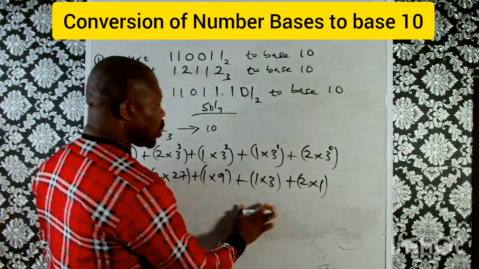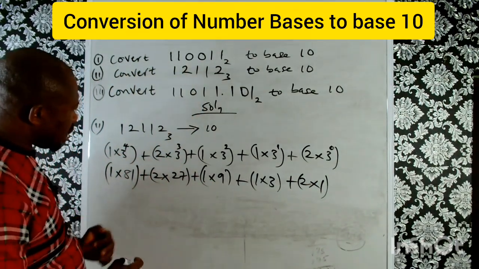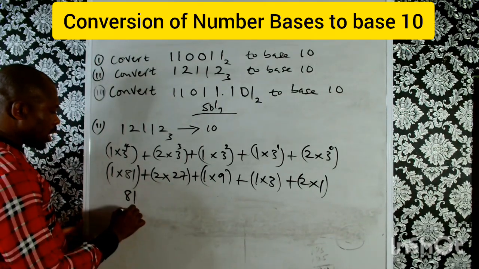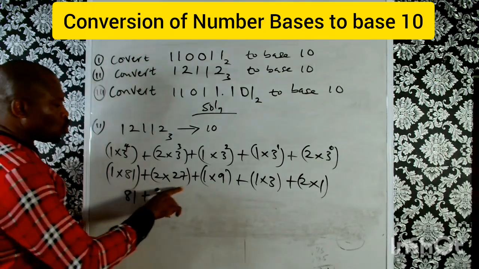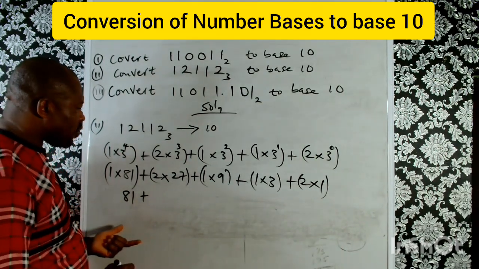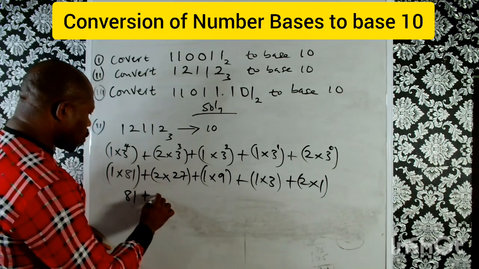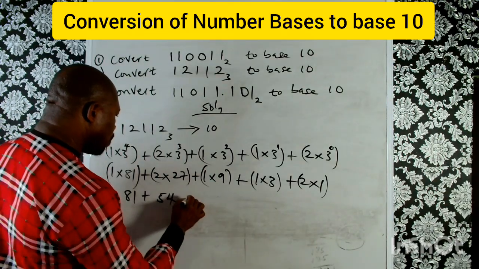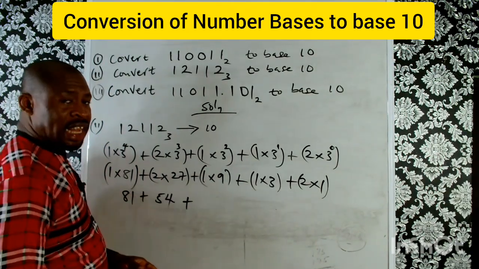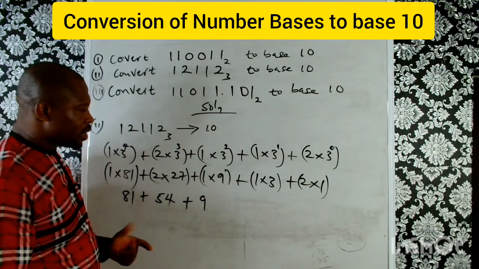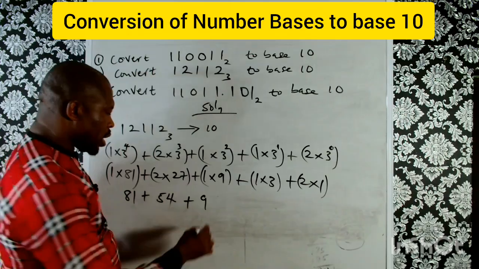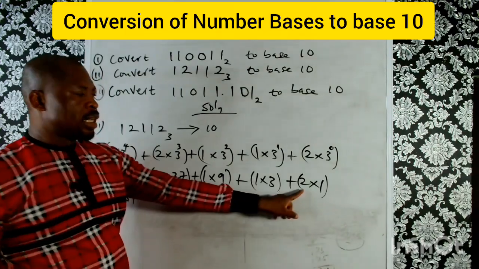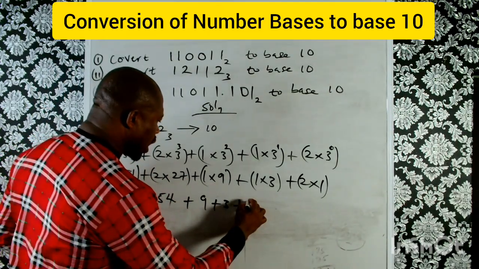So we have it here. We can now expand. If we expand this, we have 1 times 81 is 81, plus 2 times 27 is 54, plus 1 times 9 will give us 9, 1 times 3 will give us 3, plus 2 times 1, which is 2.